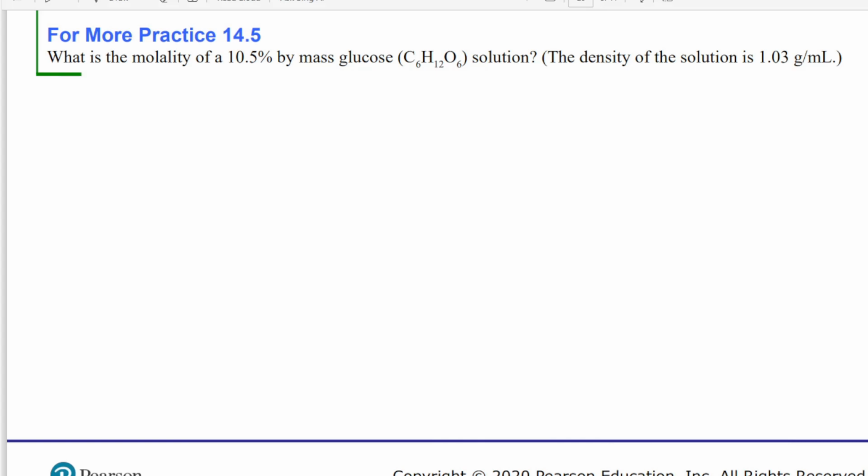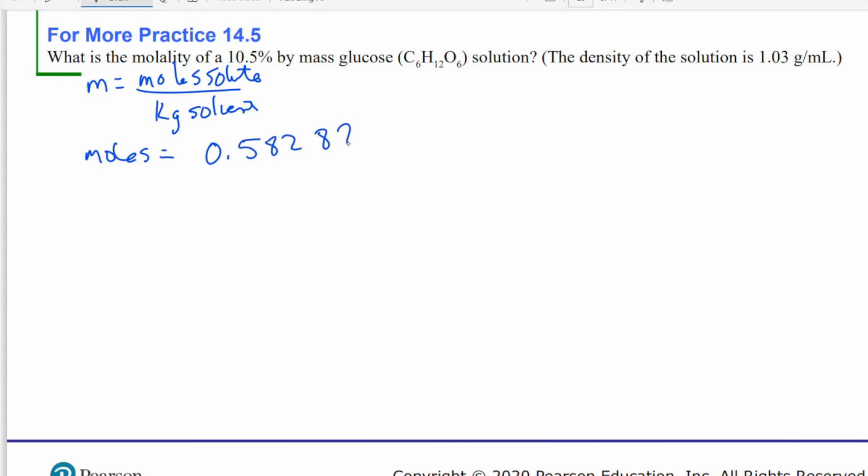Next, we'll calculate the molality of a 10.5% by mass glucose solution. The density of the solution is 1.03 grams per milliliter. We know that molality is equal to moles of solute per kilogram solvent. Now, we calculated the moles of the solute earlier, and so our numerator is 0.58282 moles of C6H12O6. So now we need to calculate the mass of the solvent.